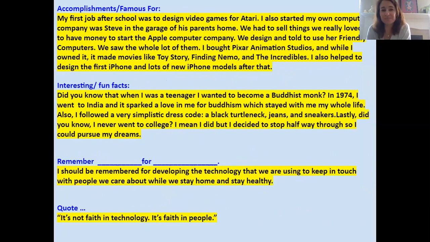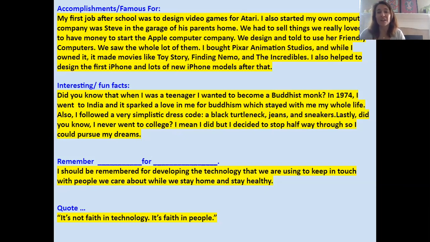a famous person. His first job after he dropped out of college was to design video games for Atari. Now, kiddos, Atari is an old video game company, but they created some video games that have lasted and still are remembered, including Pac-Man. So he created some video games, not Pac-Man, but for that company. And then he started his own computer company with Steve, his friend, in the garage of his parents' home.